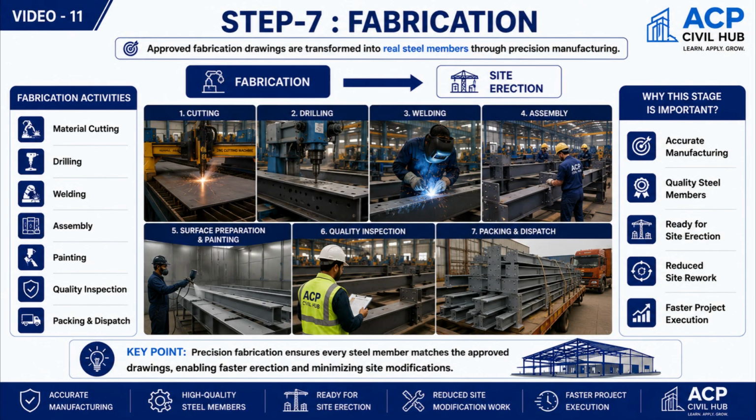The seventh stage is fabrication. Using the approved fabrication drawings, the manufacturing process begins. Raw steel materials are cut, drilled, welded, assembled, surface treated, painted, inspected, packed, and prepared for dispatch. Each fabricated member is checked carefully to ensure it matches the approved drawings. Accurate fabrication plays a major role in reducing site modifications and making the erection process faster and smoother.